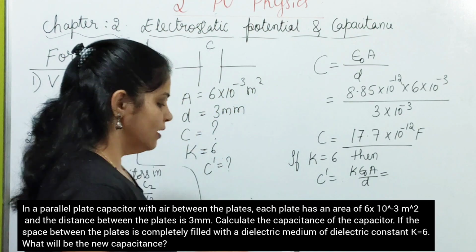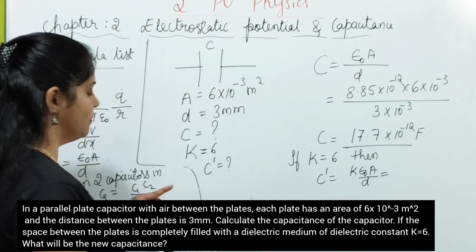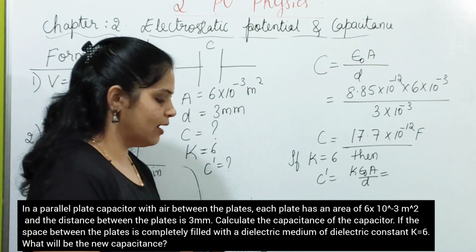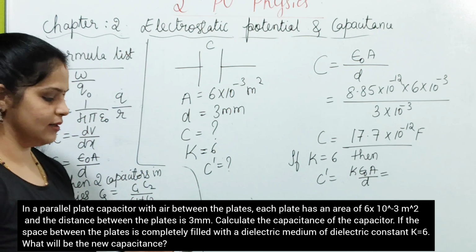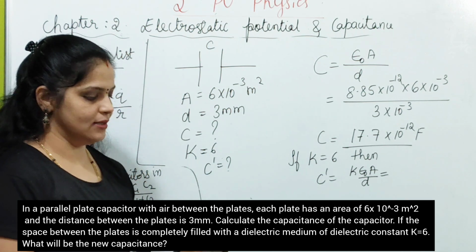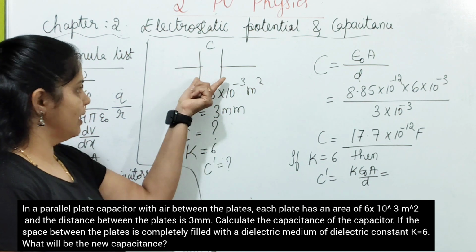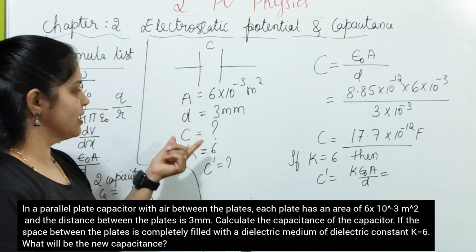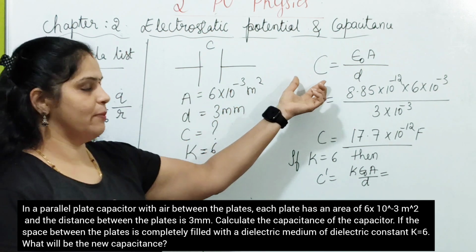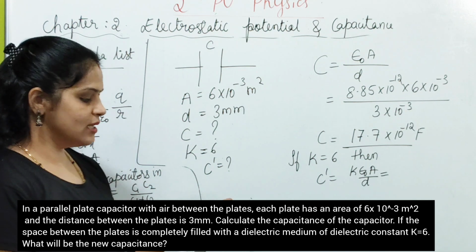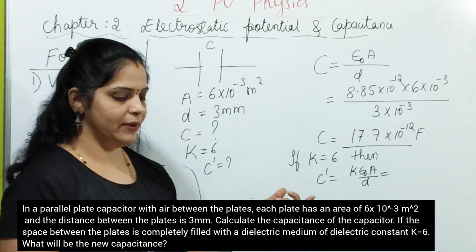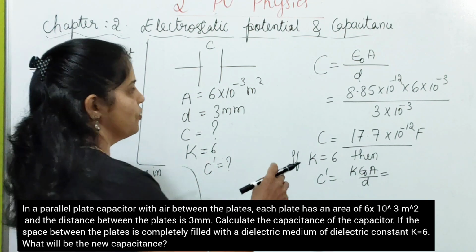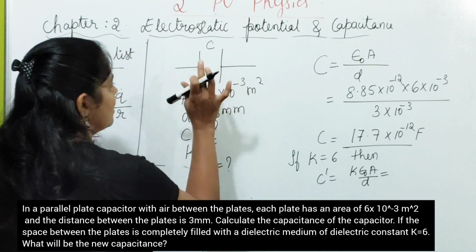The next question is, in a parallel plate capacitor with air between the plates, each plate has an area of 6 into 10 power minus 3 meter square and the distance between the plates is 3 millimeter. Calculate the capacitance of the capacitor. See, initially in a parallel plate capacitor, there is just air in between the plates, and the area and the distance between the plates are given. So, we need to find out the capacitance of the capacitor. And if the space between the plates is completely filled with a dielectric medium of dielectric constant 6, what will be the new capacitance? So, for this we are using this relation, the capacitance of a parallel plate capacitor.